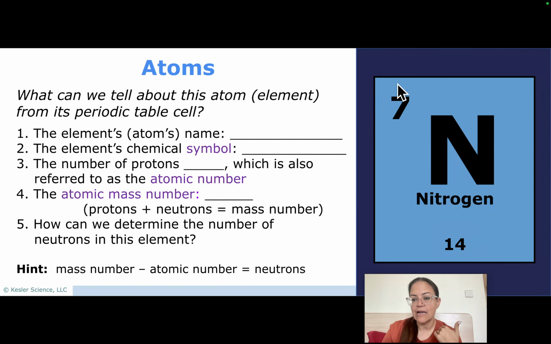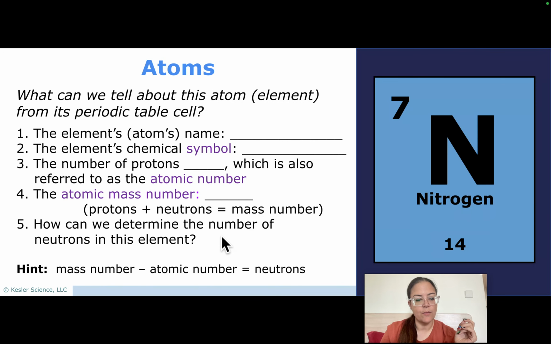That does not necessarily mean there are 7 neutrons, but there could be. The atomic mass number, which is the protons plus the neutrons, equals the mass number. So we have our mass number here of 14. Here we have 7 protons, and we do happen to have 7 neutrons. So in total, 7 plus 7, the atomic mass of this element is 14.